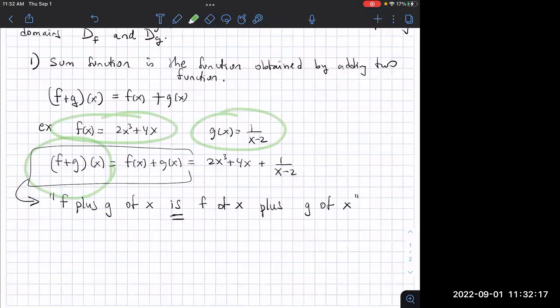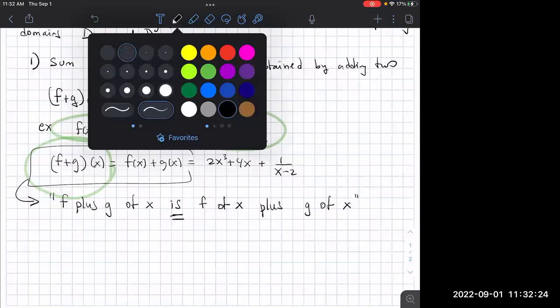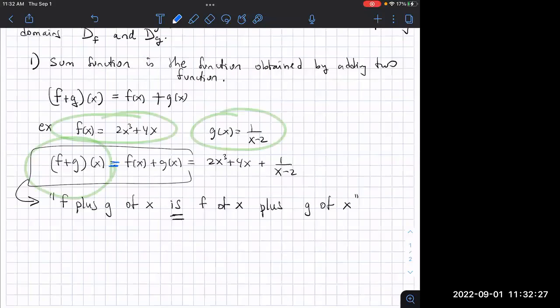So all the things that are circled in green, those are the givens. So let's do the other one in light blue. Then you will say, oh, this is equal to f of x plus g of x. And then you substitute and you say, f of x is 2x cubed plus 4x, and g of x is 1 over x minus 2. Okay? Okay, thank you. Very good. Yeah, I forgot to change color.